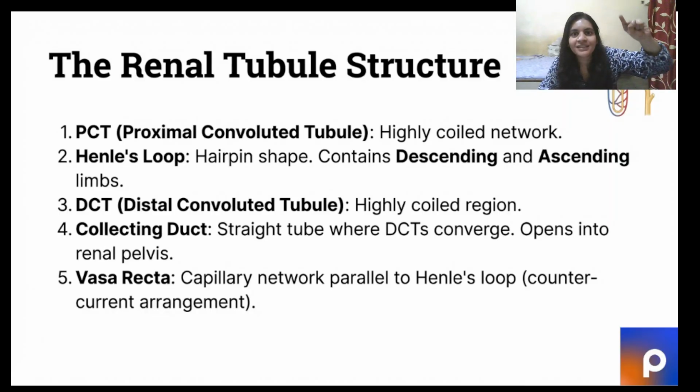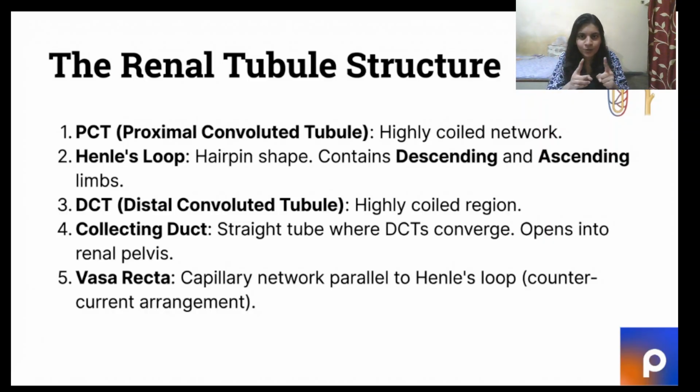After that, we have the distal convoluted tubule, that is away from your body or away from the glomerulus. That's why we call it the distal convoluted tubule. Again, a very coiled region. Then comes the collecting duct. It is a straight tube where all the distal convoluted tubules converge and it opens into the renal pelvis. That's a very important piece of information to remember. The collecting duct opens into the renal pelvis. And after that comes the vasa recta.